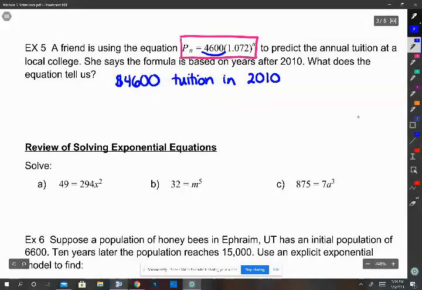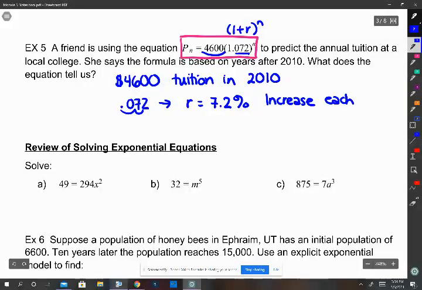All right, and then this 0.072, remember this is 1 plus r raised to the n. So 1 is there, so that 0.072 is our rate of increase. So when I move this over 2 places, that tells us that our r is 7.2%. And so this is how much the tuition increases each year. And so sometimes they just give you an equation and ask you what the pieces mean.